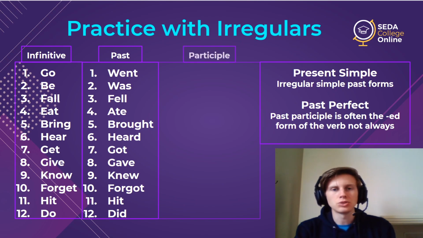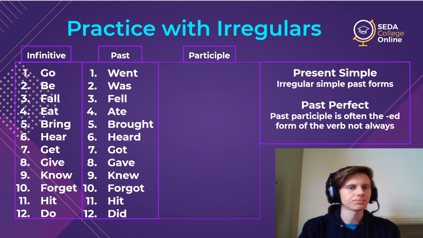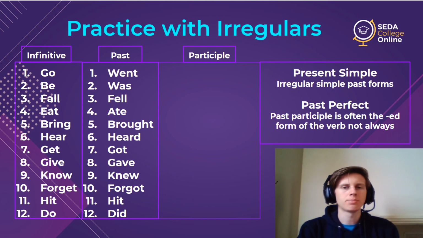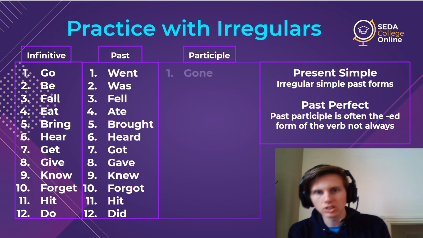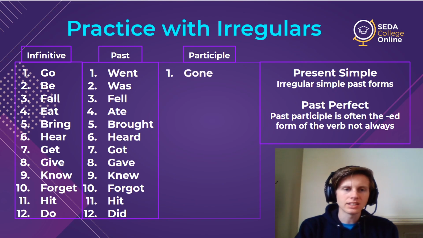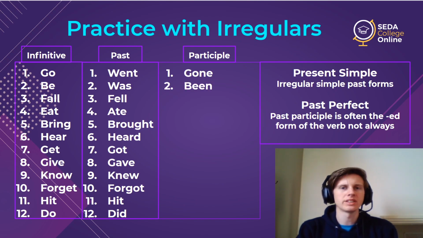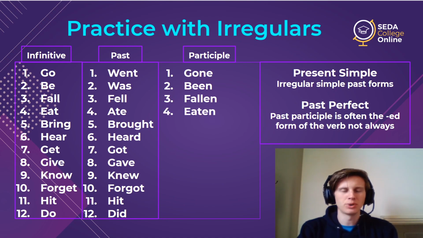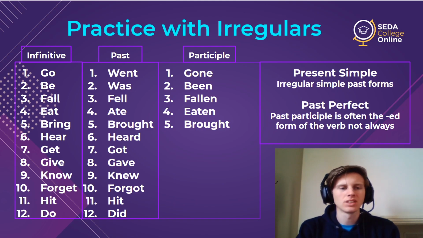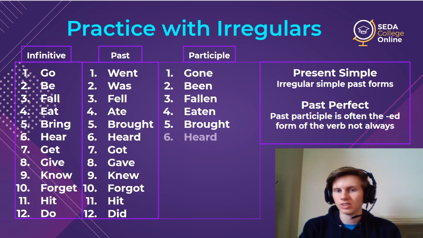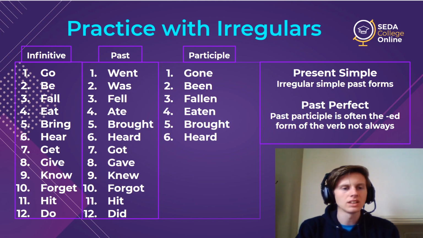So let's continue now to the past participle form. So go in the past participle is gone. Be in the past participle is been. Fall in the past participle is fallen. Eat, I said it before. Eaten. Bring, brought again. So this one stays the same. Hear, heard. This one stays the same.